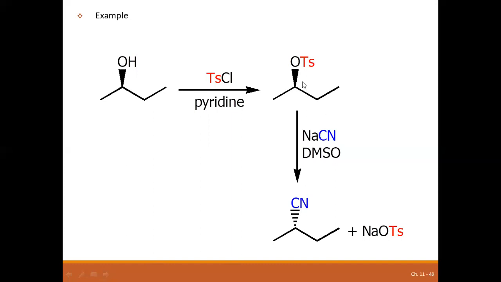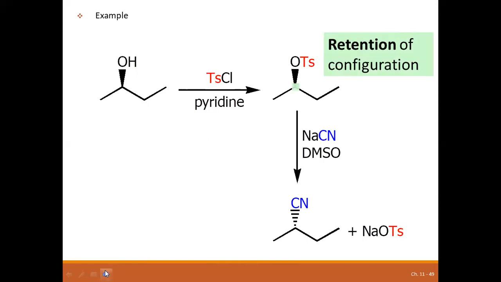So what happens is that it leaves as OTs with a negative charge. Then sodium will be in tandem with the negatively charged oxygen. It becomes ionic. Okay, I hope you understand. In this step there is retention of configuration. But when you do nucleophilic substitution via SN2, there is inversion of configuration. Again, at this point we have not yet done the substitution, we only derivatized the oxygen with tosylate or mesylate.